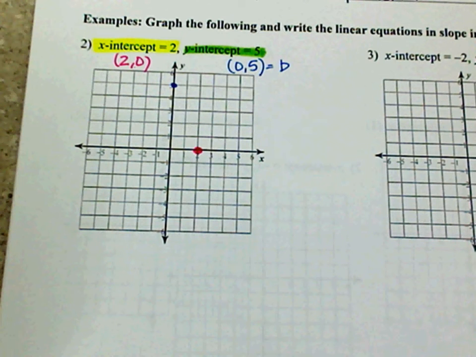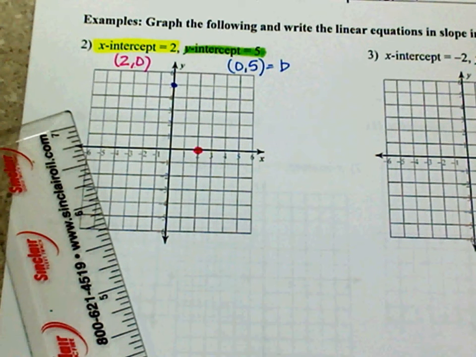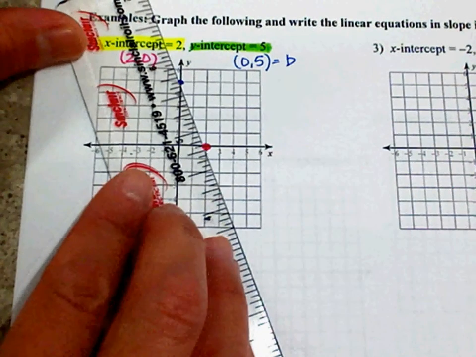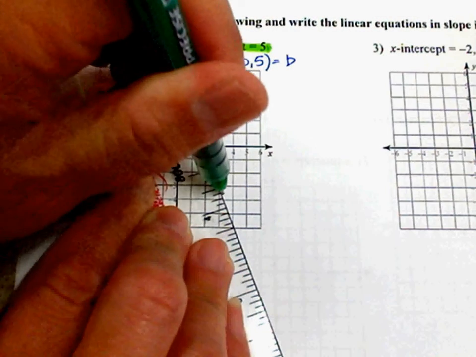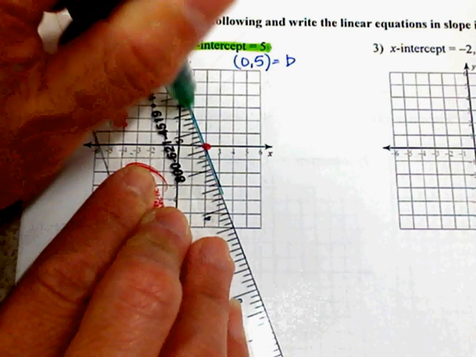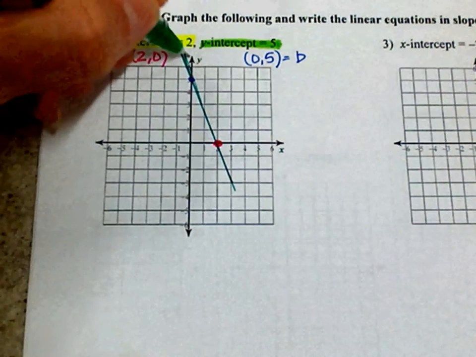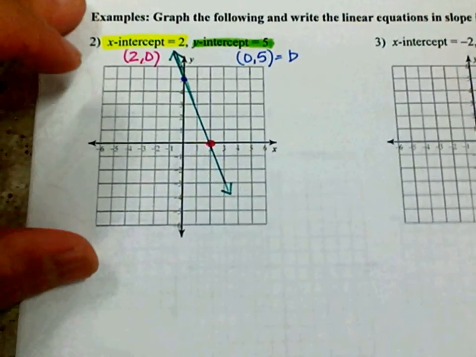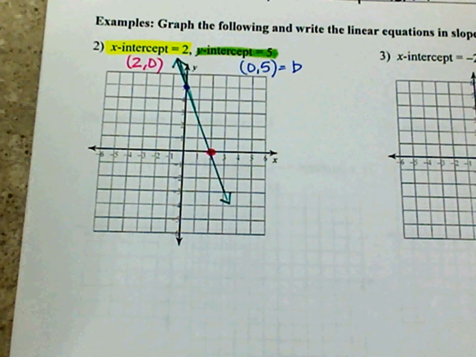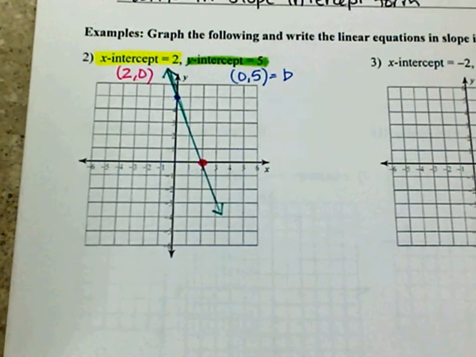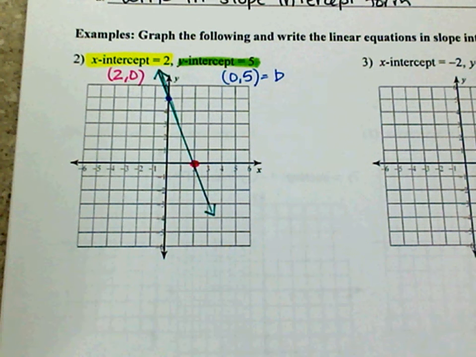Okay. So grab your ruler. Connect those points. Do you have a line? Yes. Okay. So this is one more extra of what you've done before. So one more extra. Okay? It's always one more.